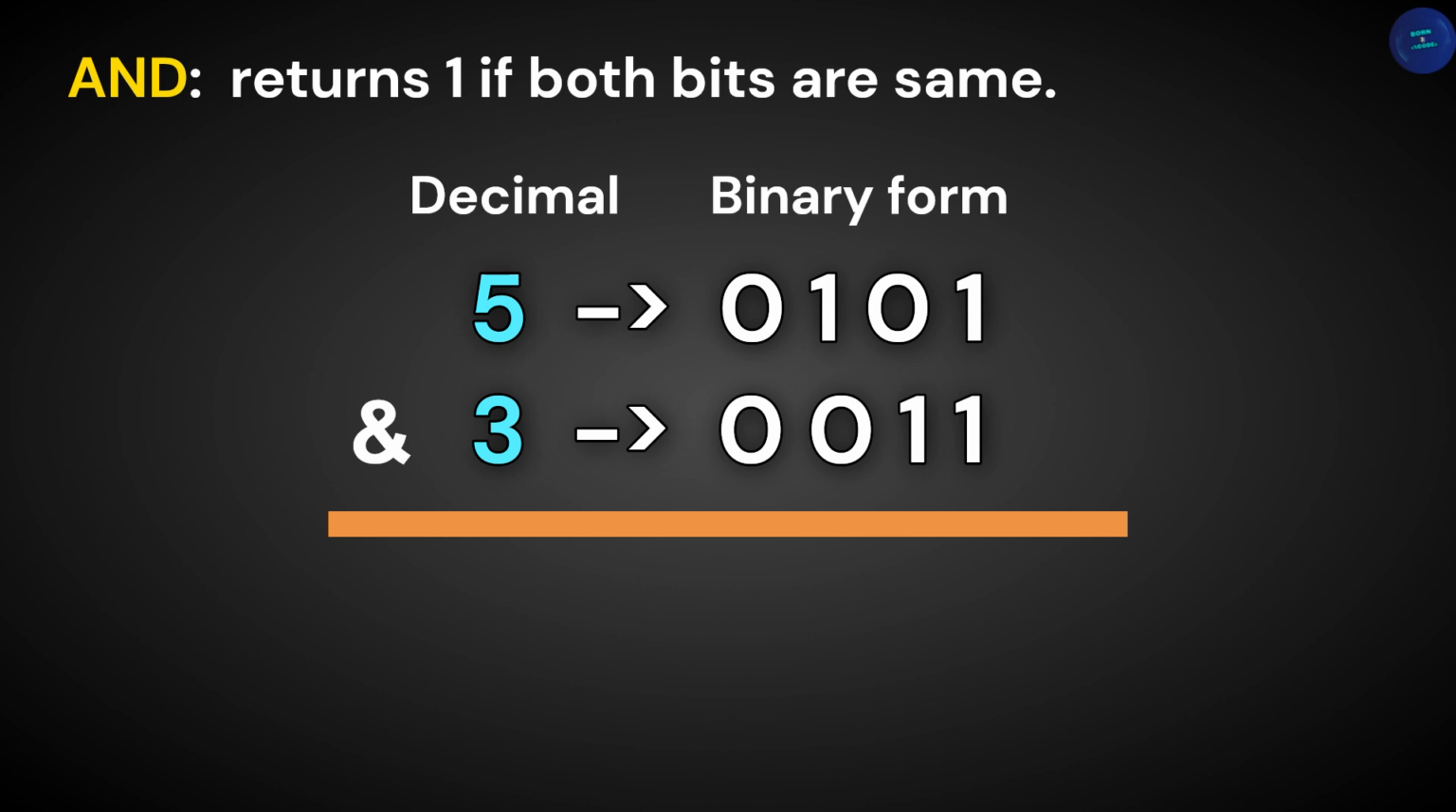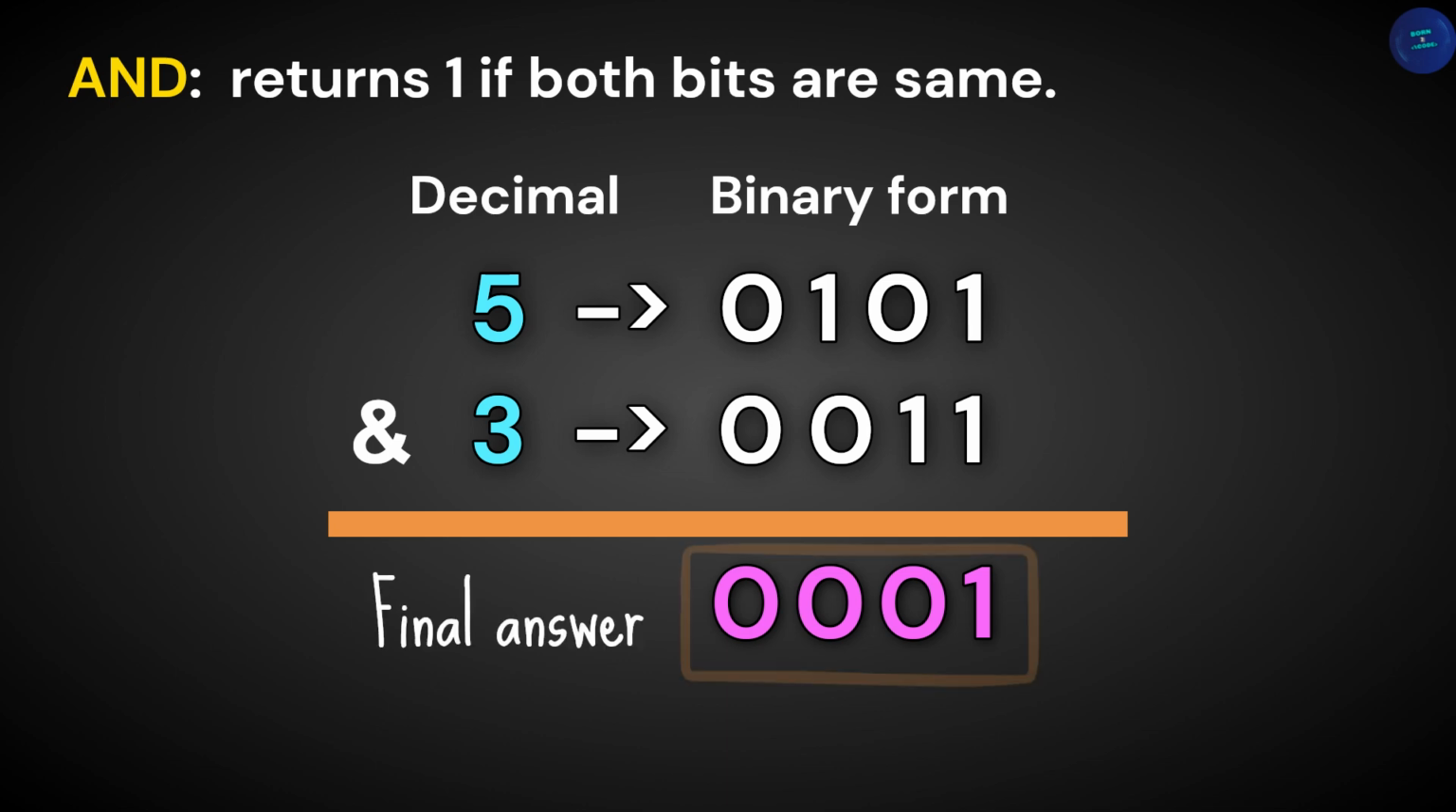So 1 and 1 are the same, it will display 1. Next, 0 and 1 are not the same, it will display 0. Next, 1 and 0 are not the same, it will display 0. Next, it is also 0, because zeros are considered false values, so false and false can't be true. Hence, the final result is 1.